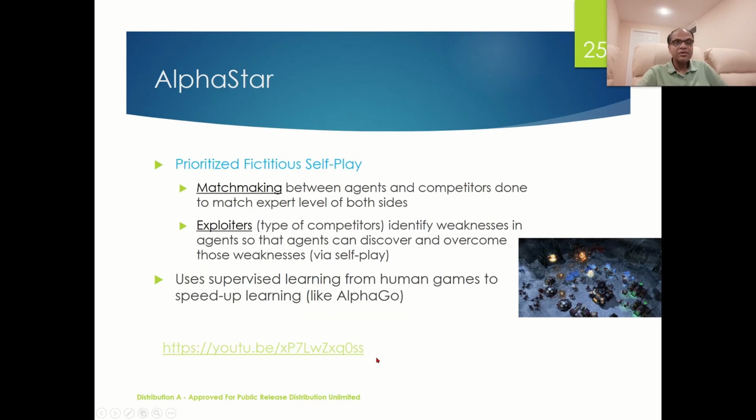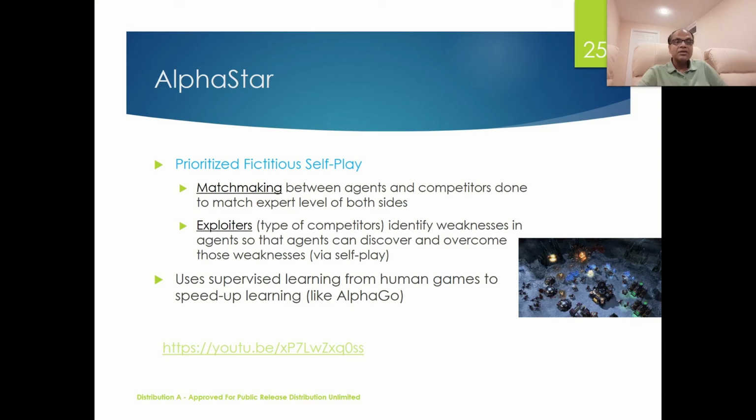The AlphaStar algorithm made two important contributions. The first was a technique called Prioritized Fictitious Self-Play, or PFSP for short. Prioritized Fictitious Self-Play had two underlying techniques. The first one was called matchmaking, which ensured that when you pair an agent with a competitor, you make sure that their expertise levels are commensurate with each other, which is you do not pair up a novice agent with a very expertly playing competitor.